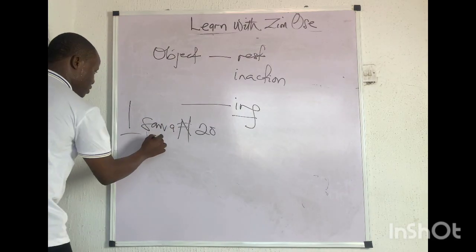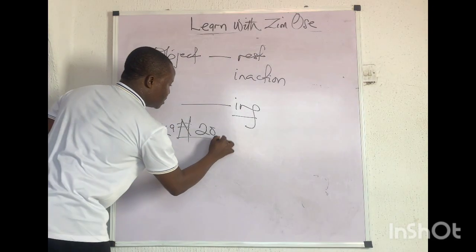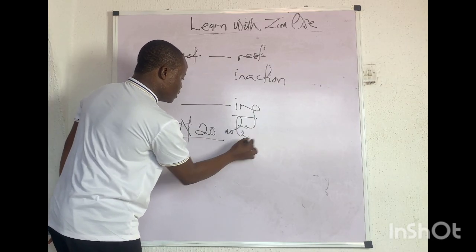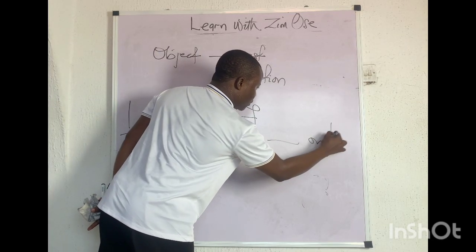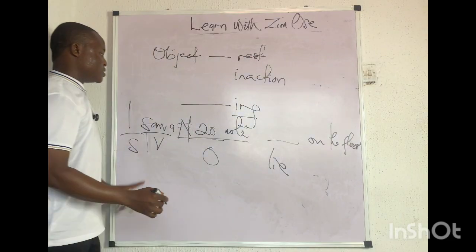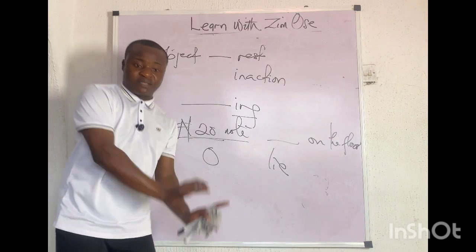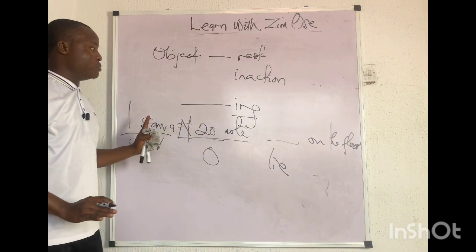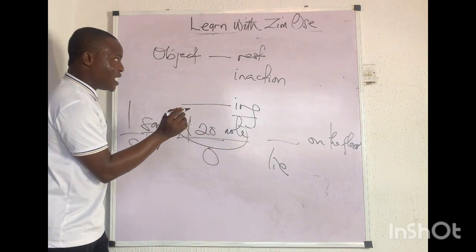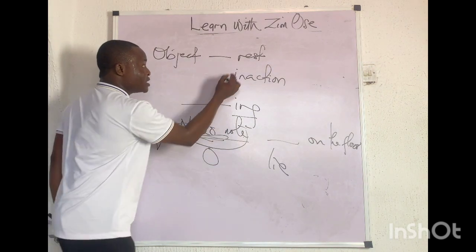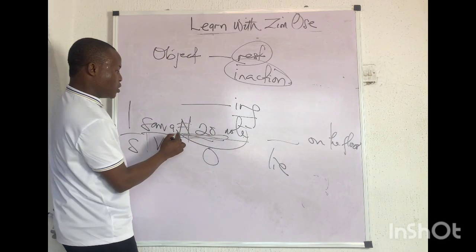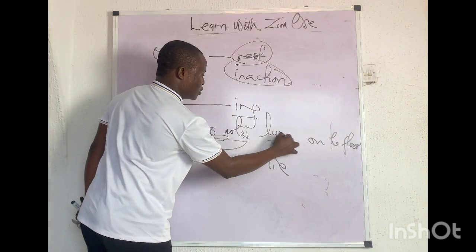I here is the subject, saw is the verb, a 20 naira note is the object, dash on the floor. If I use the bare infinitive lie, what it means is that I saw the 20 naira note come to that place and then it lay down, which doesn't make sense. So here, I am not going to use the bare infinitive. Rather, I'm going to use the ing because this object, 20 naira note, is in a state of rest or inaction. So I will say, I saw a 20 naira note lying on the floor.